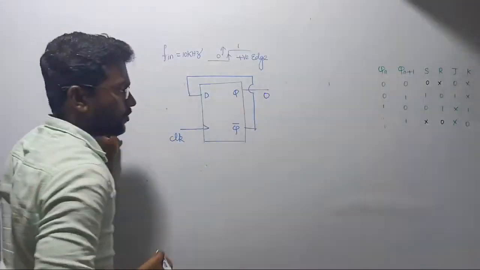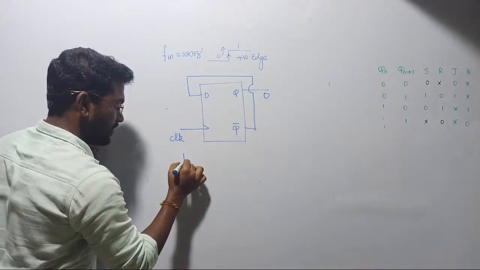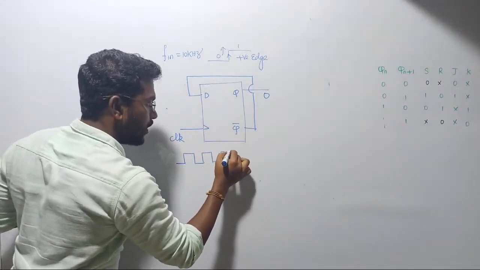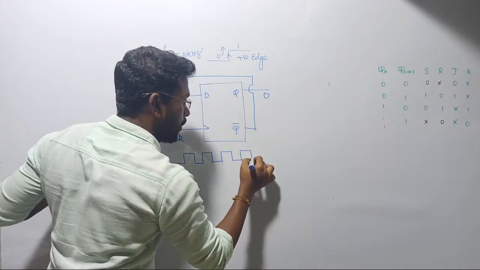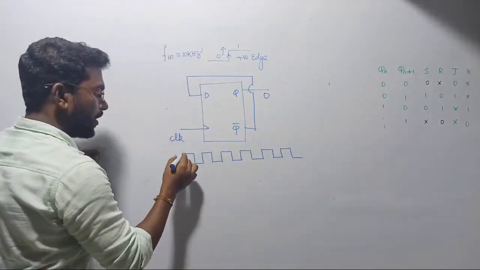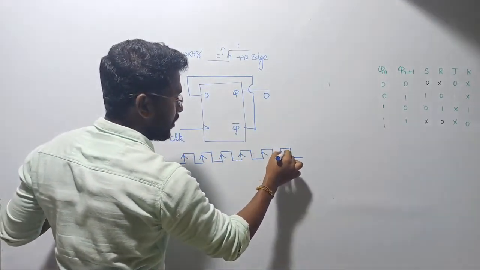Assume the initial state is 0. Let us draw the input clock first. Input clock, right? So the question is what? Output frequency, and we all know how to find out the output frequency. For that I need the input pattern, that is the clock pattern first. It is given as positive edge triggering. It has been clearly defined already, right?